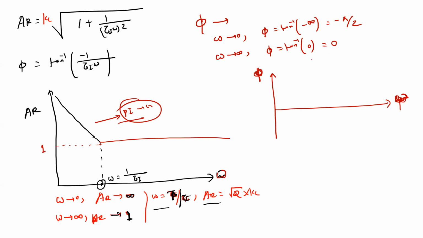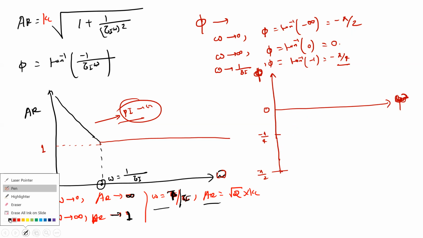And when omega is 1 upon tau I, what will happen? Phi is equal to tan inverse minus 1, that is equal to minus pi by 4. So how will it look like? Minus pi by 4, 0 and minus pi by 2. Is it clear? That is 0, that is minus pi by 4, and that is minus pi by 2. Initially at omega tending to 0, it was minus pi by 2, so it will start from here.